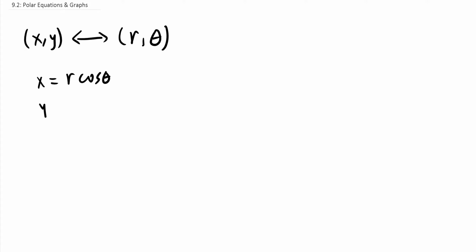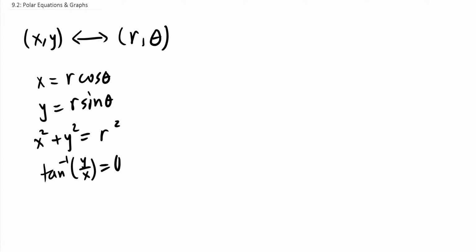Section 9.2, Polar Equations and Graphs. In 9.1, we introduced polar coordinates, the relation between polar and rectangular. So just to remind you, if (x, y) is in rectangular, (r, theta) in polar, we learned that x equals r cosine theta, y equals r sine theta. We learned that x squared plus y squared is r squared, and we learned that tan inverse of y over x is theta. Those four relations are important.